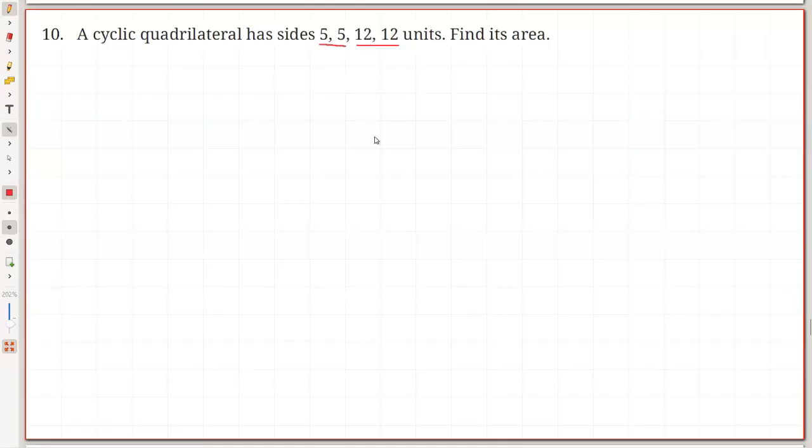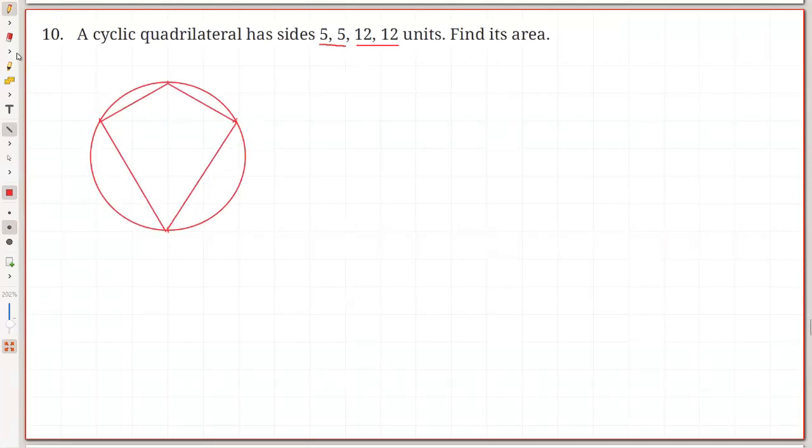The diagram is a kite. Cyclic quadrilateral, a pair of two adjacent sides are equal. So therefore, we can say this is a kite. ABCD is a cyclic quadrilateral, and as a pair of adjacent sides are equal, I can get it as a kite.